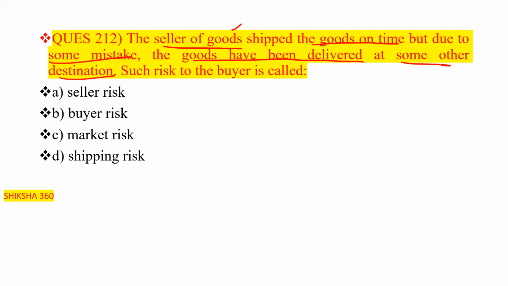Such a risk to the buyer is called seller risk, buyer risk, market risk, or shipping risk. The correct answer in this case, due to the shipping mistake, is option D, the shipping risk. Now move to the next question.